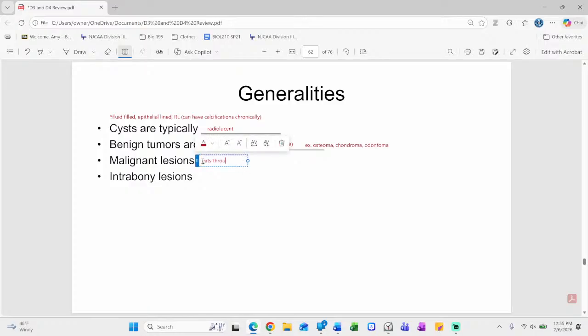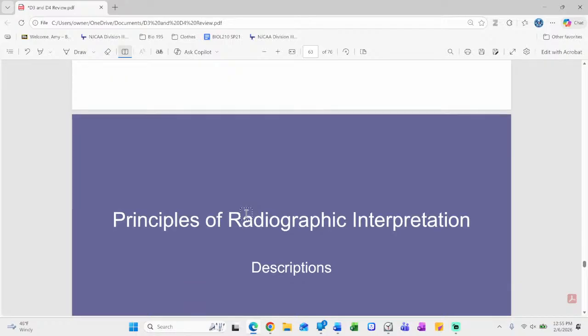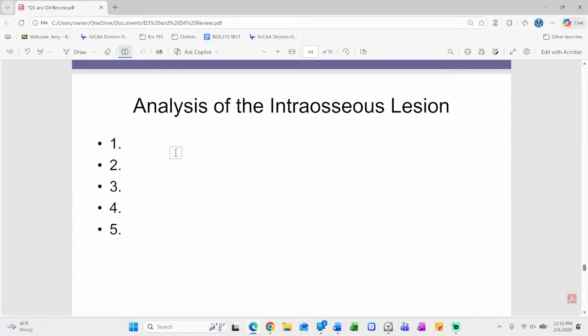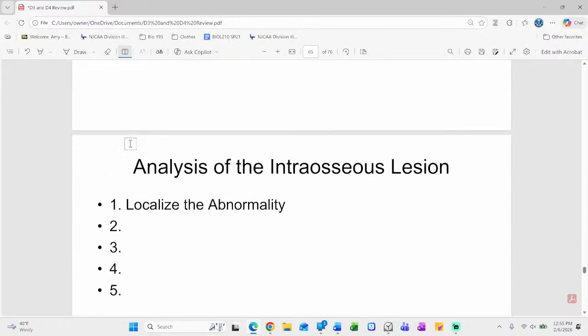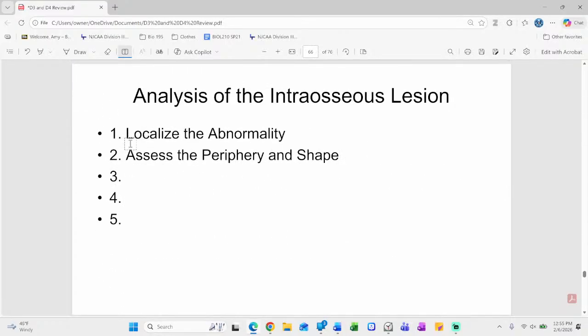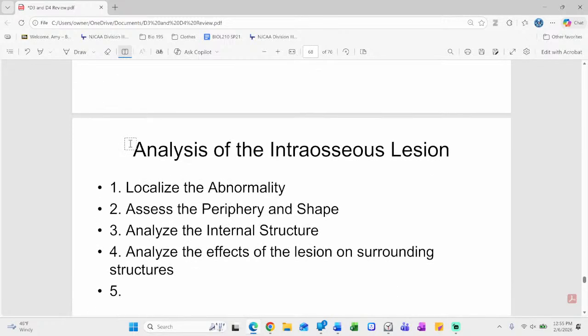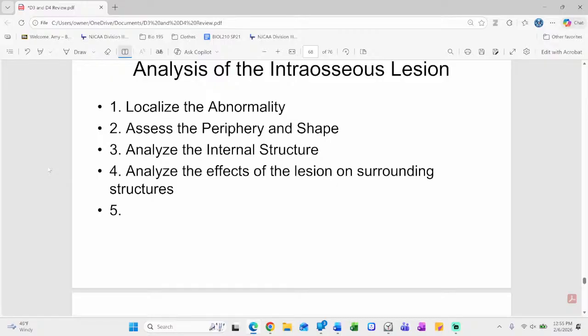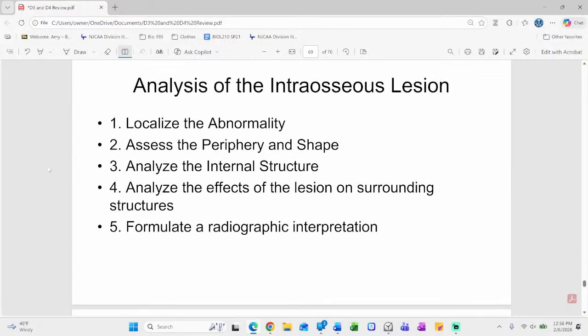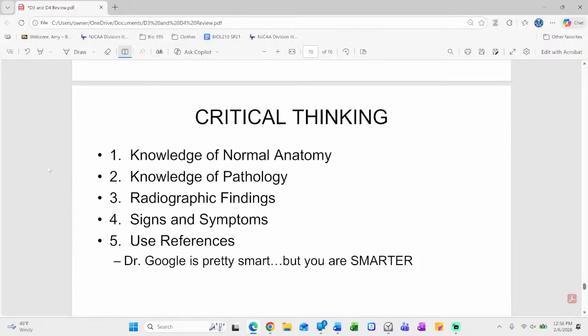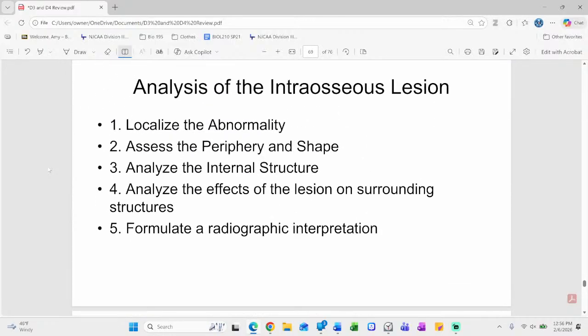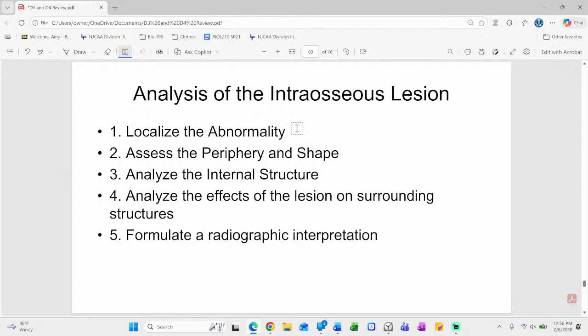I've just got a few pictures. You tell me how long. We're going to go through that quickly. Remember, how do you write about a lesion? How do you describe it? We localize it. We assess periphery and shape. We analyze internally. We analyze what it's doing to other structures around it, and then we formulate an interpretation. So localized, bilateral, unilateral, maxilla only, mandible only, periphery shape. Remember the words corticated, sclerotic, soft tissue border, scalloped border, unicystic, multilocular, all those words we used.